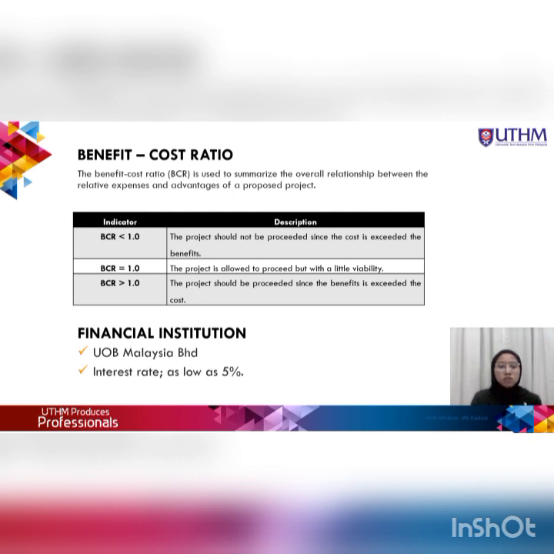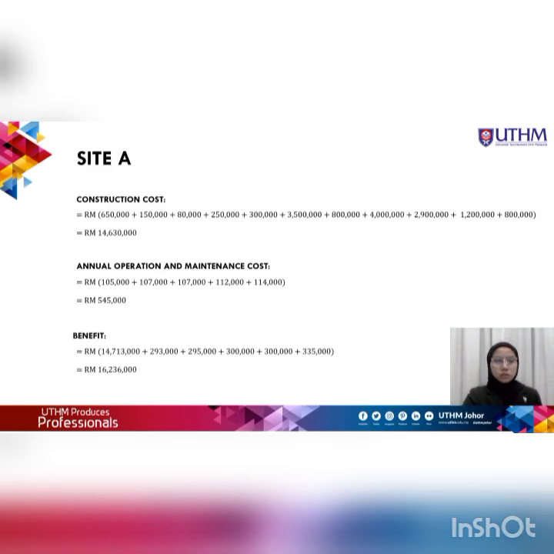The financial institution that we choose is United Overseas Bank, or UOB Malaysia Berhad, because the interest rate that they offer is as low as 5%. In this project, we are required to calculate the BCR for side A and side B, and the 5% will be used in the calculation of BCR for both sides. Next, we move on to side A.